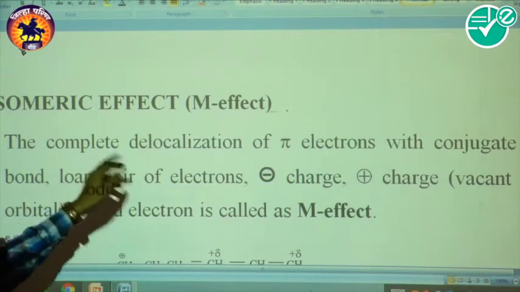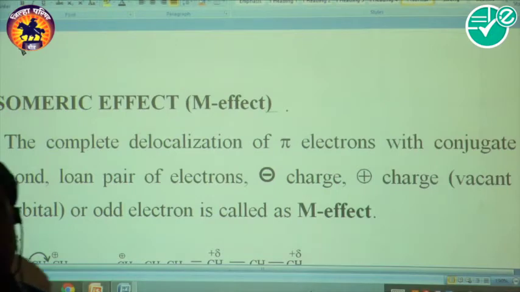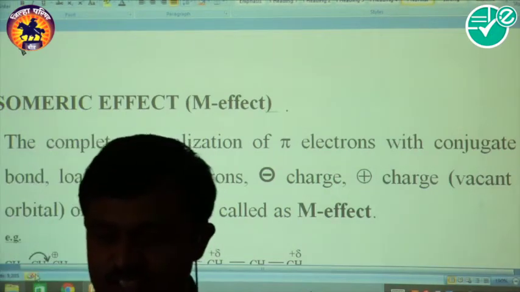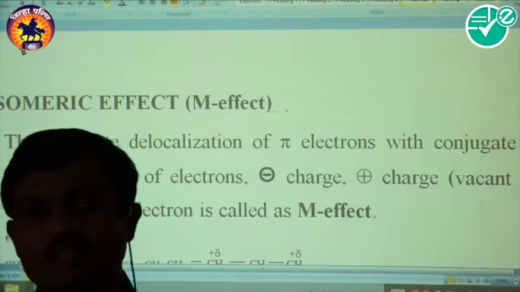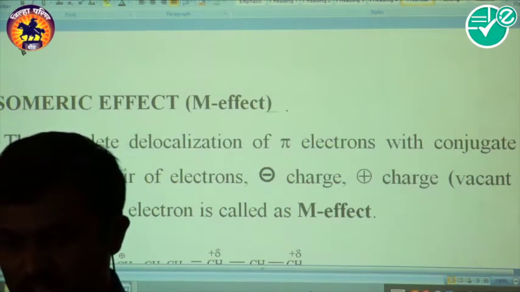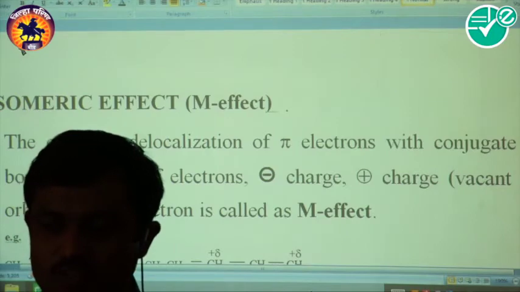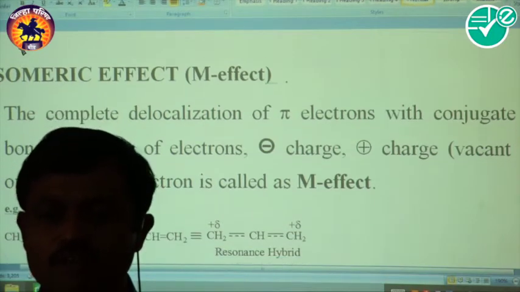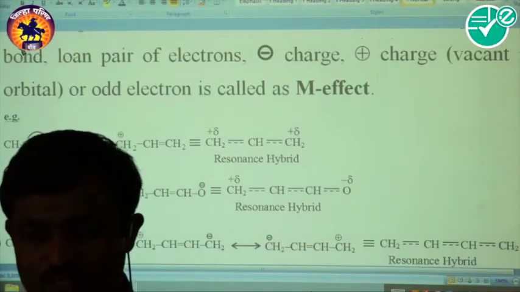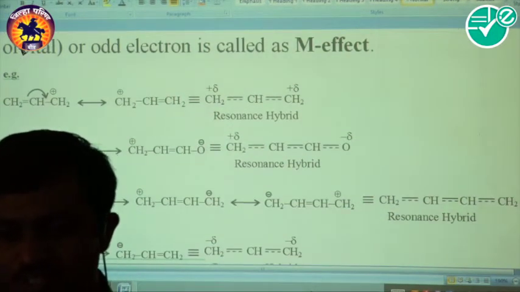So look at here, the complete delocalization is there. That is not permanent, that is temporary. The temporary shifting is there, and the complete lone pair is shifted by using the conjugation. This effect is called the mesomeric effect. So that is the type we discuss here.